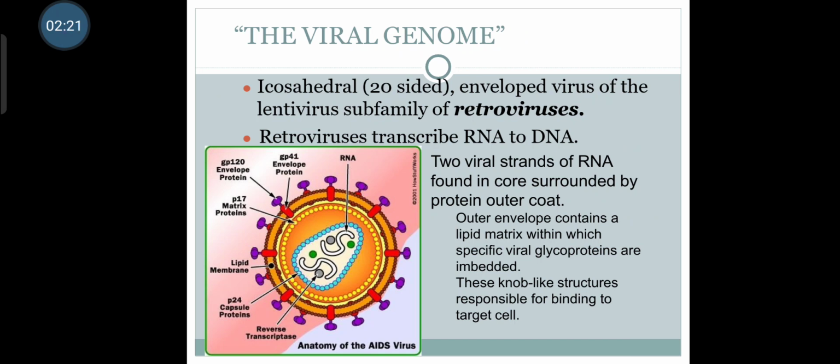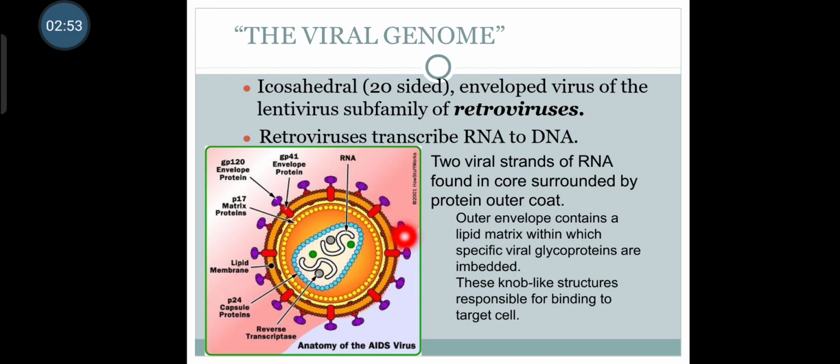Now looking at the viral genome. It is an icosahedral, that is 20-sided, enveloped virus, of the family lentivirus and subfamily of retroviruses. Retroviruses are called retroviruses because they cause the reverse synthesis of RNA to DNA. Here two viral strands of RNA are found in the core surrounded by a protein outer coat. So this is the outer protein coat.